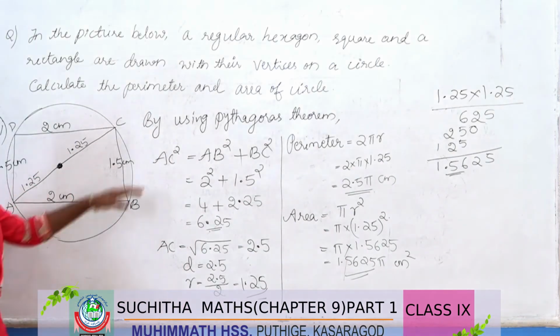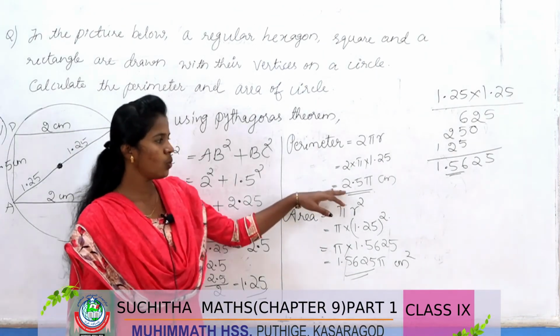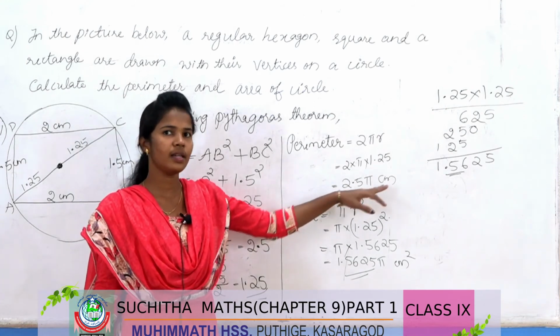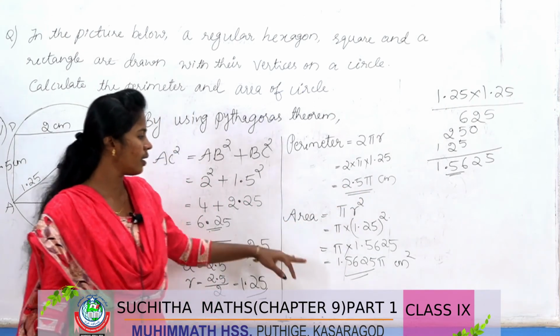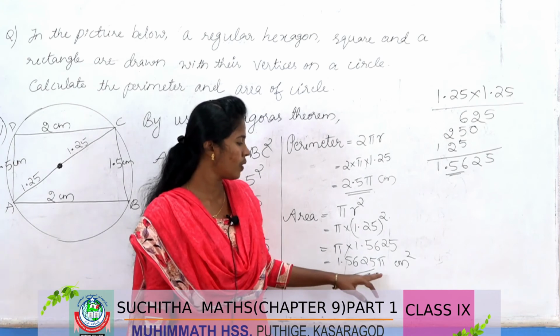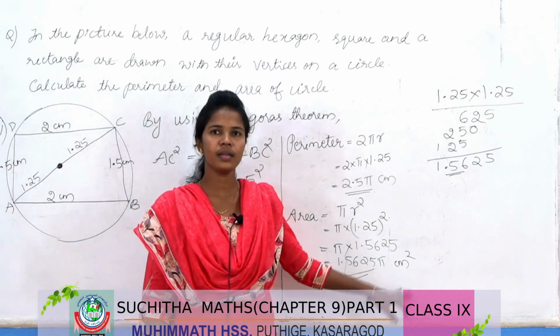Okay, perimeter of circle is 2.5 pi centimeter. Area of circle is 1.5625 pi centimeter square.